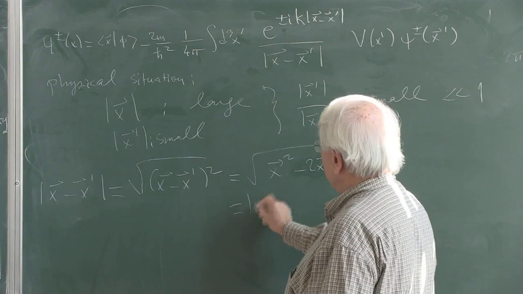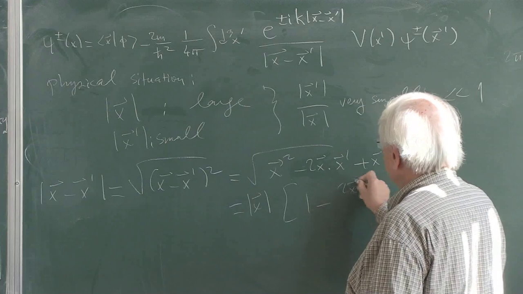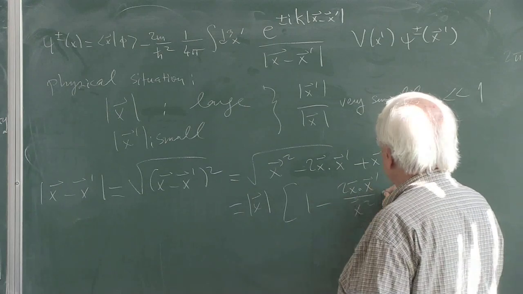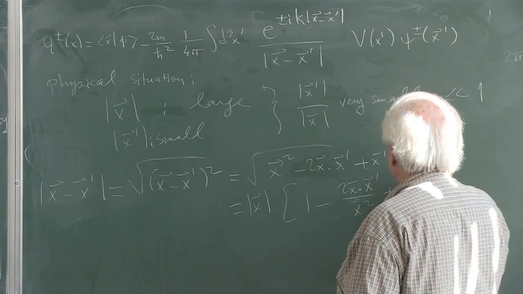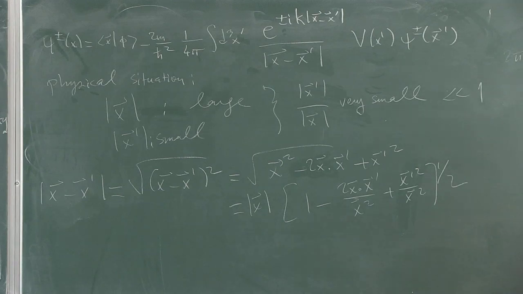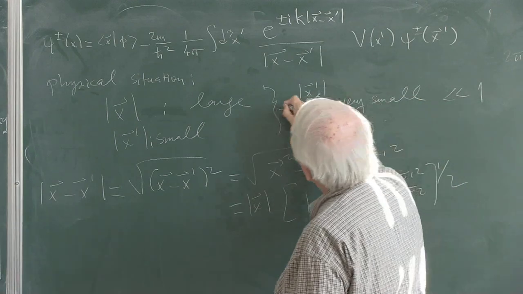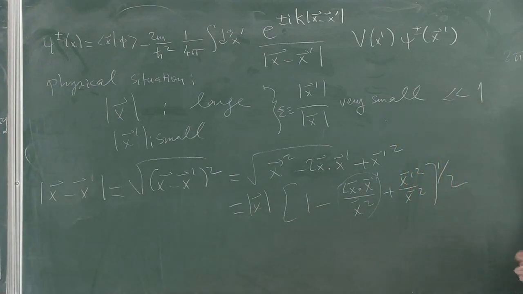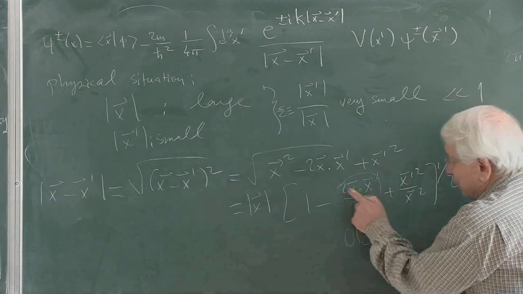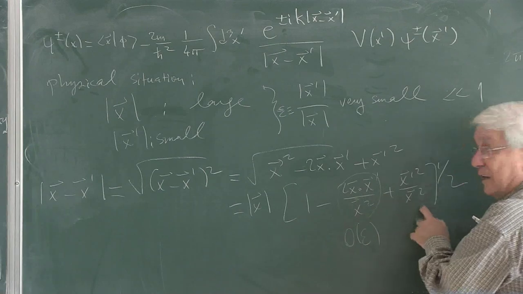If I take the |x| squared out, it is 1 minus twice x dot x prime divided by x squared plus x prime squared divided by x squared, all to the power 1 half. That's the expression, right? We factored the large part out and we formed that ratio. If I denote this ratio as epsilon, just as a shorthand, a small number, you see this intermediate term is order epsilon, because one of the x's cancels and there is x prime over x, the other one in the unit direction. So this is first order, this is second order.